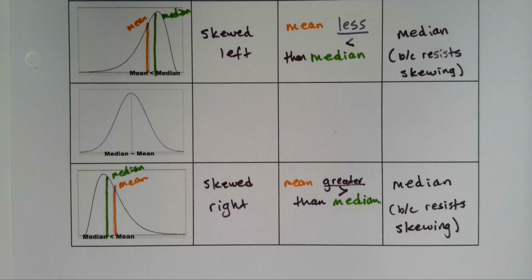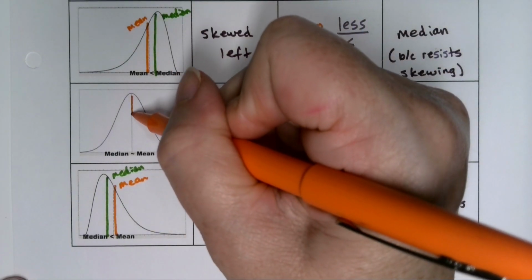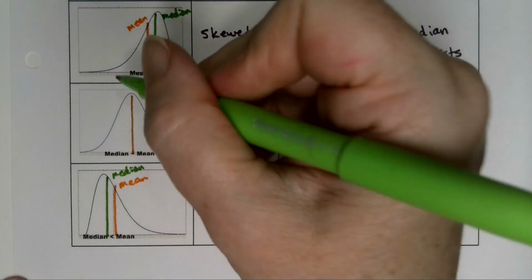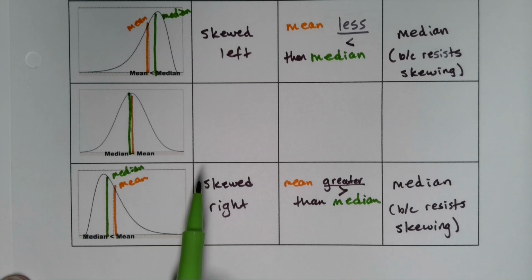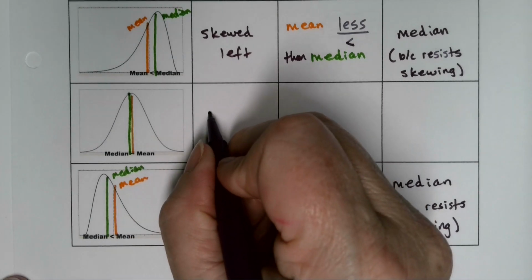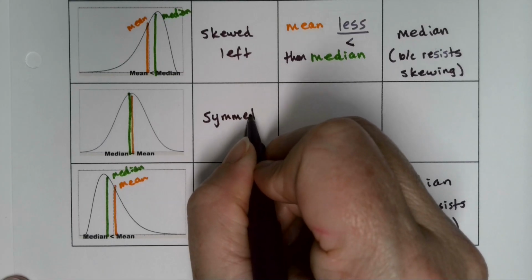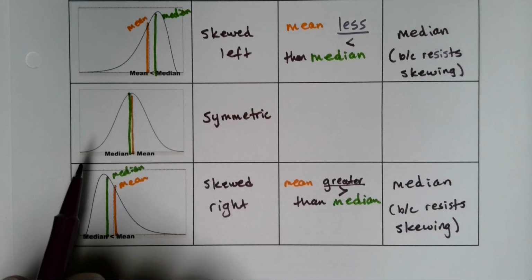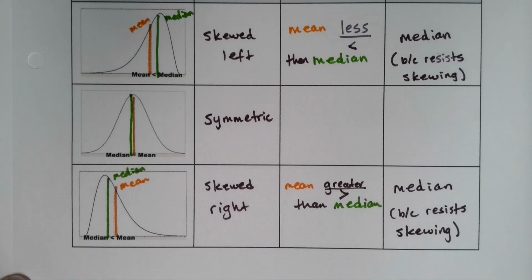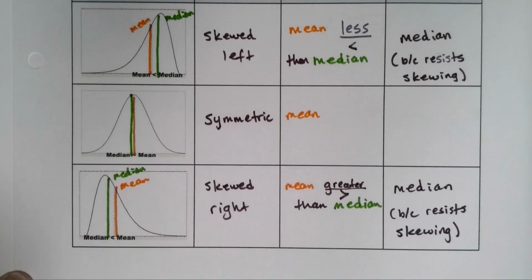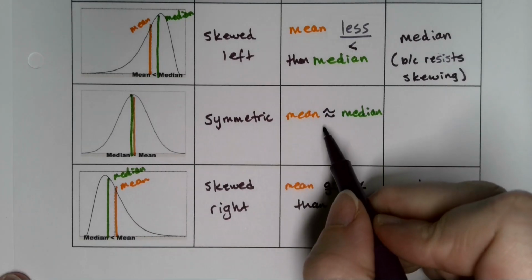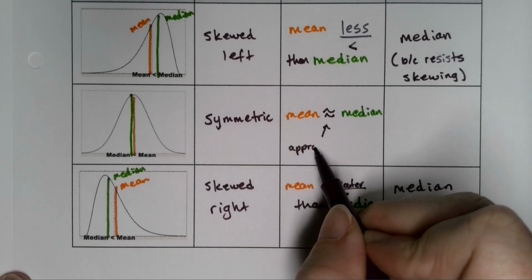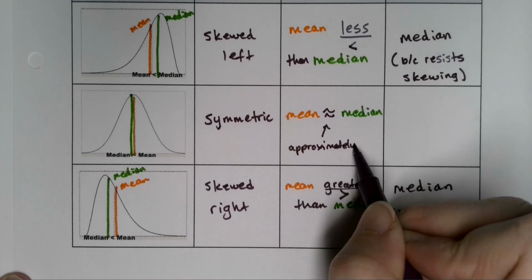Okay, but what if they're the same? What if your mean and your median are right next to each other? Really close, might not be perfectly close, but pretty close. Well, then that's symmetric. It might be bell-shaped like this one. It might not be. Remember, you can be symmetric in a lot of different ways. And that means that the mean is approximately equal to the median. This squiggly equals means approximately the same, or approximately equal.